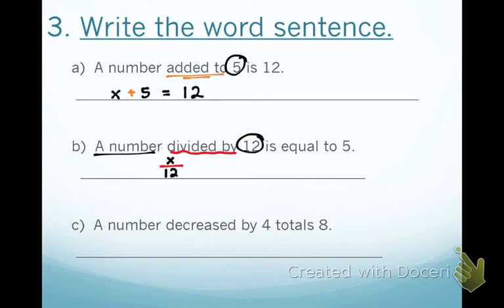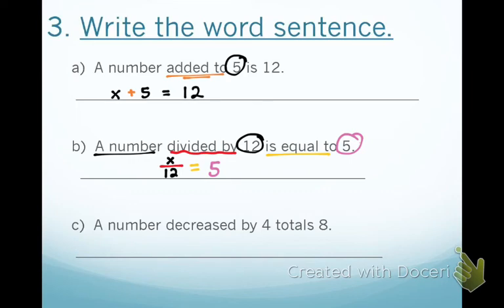When you see that next part that says is equal to, what am I putting? An equal sign. And then finally, the last thing is it says it's equal to 5. So we're just going to put a 5. Okay? I'd like you guys to try problem C on your own.